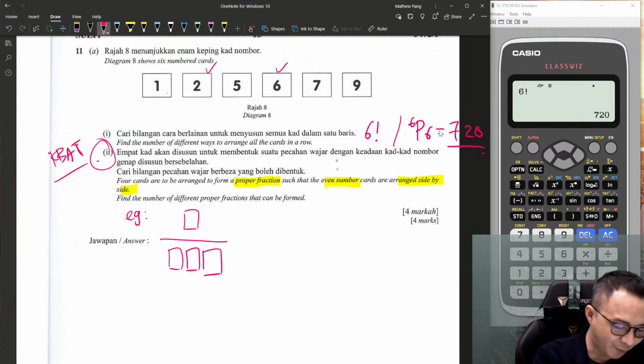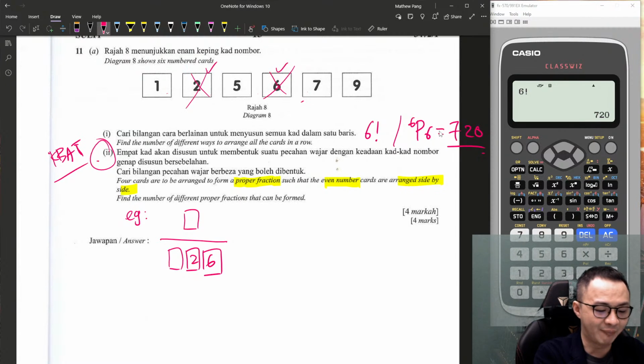Now, let's say we have 2 and 6 side by side. So let's say 2 and 6 is at the bottom. On top, I can put any number I want, but not 2 and 6, right? If I exclude 2 and 6 here, I can put any of 4 numbers: 1, 5, 7, 9. So there are 4 ways on the top. If I randomly choose one number, let's say I choose 7 on the top, then in this empty space at the bottom, I can still choose any of 3 numbers: 1, 5, 9. So there are 3 ways.